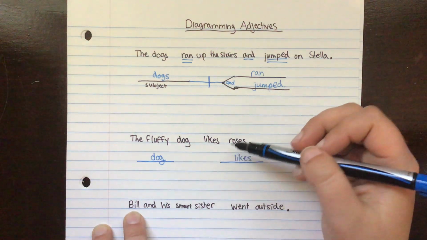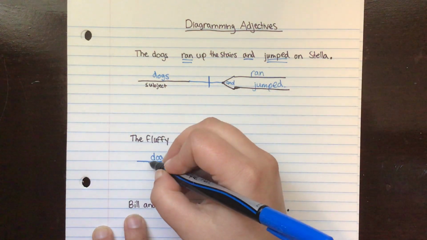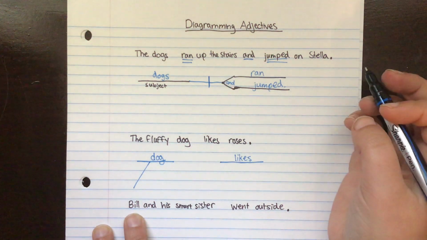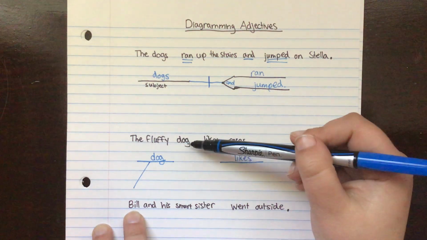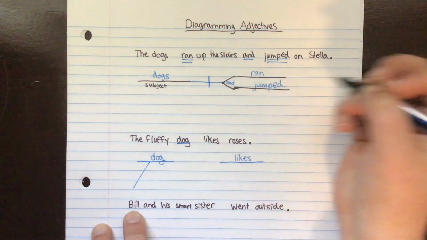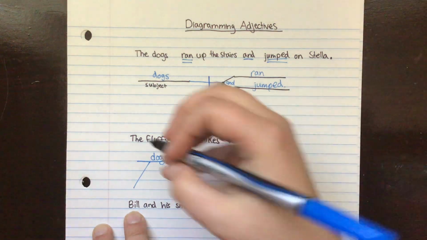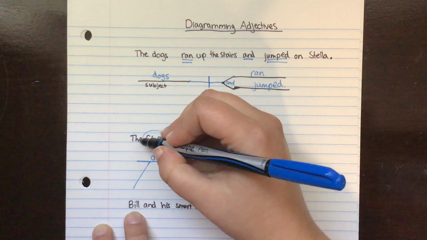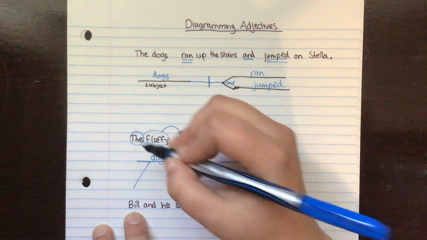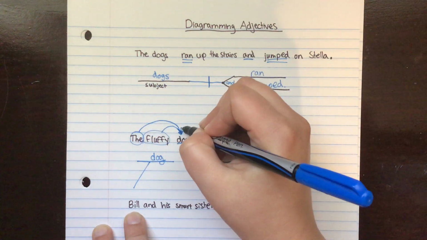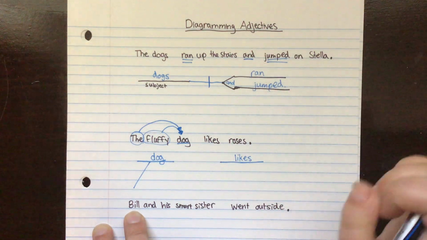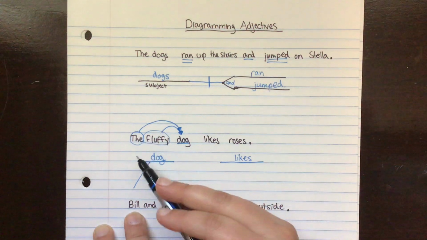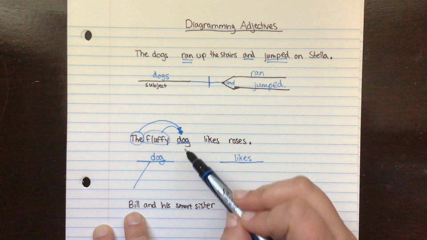But on the subject, whenever we have an adjective, we're going to draw a diagonal line coming down like that for your adjectives. So let's look and see what word is describing dog, my subject. Well, fluffy. Fluffy describes dog. But also the word the is an article, and the describes dog as well because it's the dog. It's a specific dog. It's not any old dog we want. So both of these words are technically adjectives describing dog.